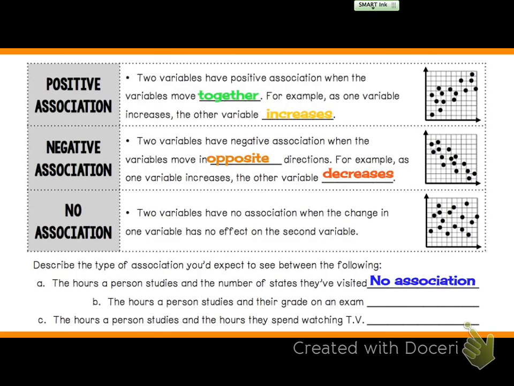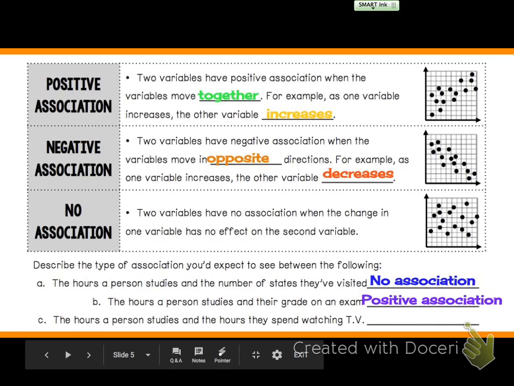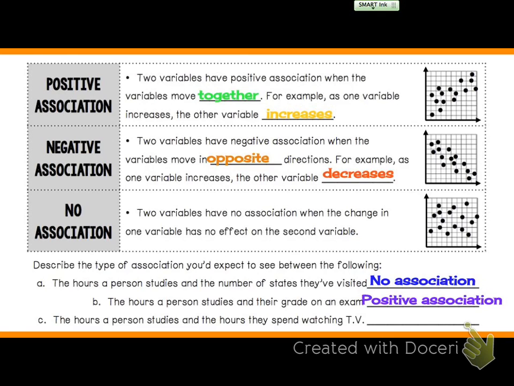So B, the hours a person studies and their grade on an exam. Do we think that has a positive? Yes, that is definitely a positive association. Because the more time you spend working on a subject or material, the better your test score is probably going to be. As I say, probably.